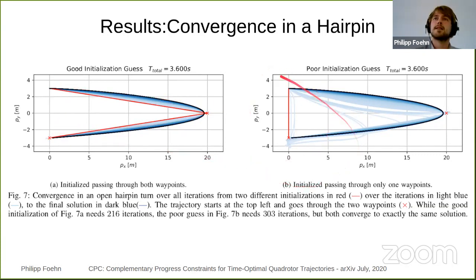And we set up a second scenario where we want to fly the same waypoints, but this time we have a poor initialization guess that actually skips waypoint 1 and goes directly to waypoint 2. Again, even if we provide this initialization to the optimization, it finds exactly the same solution, taking 3.6 seconds in both cases, and arrives at the dark blue or blackish trajectory solution here. However, it takes some additional steps to reach this solution.